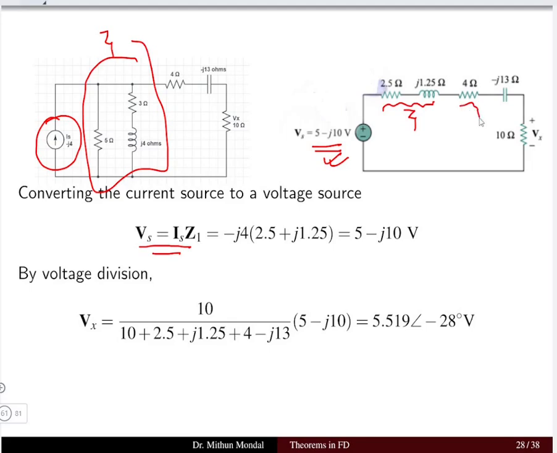From earlier, we have some resistance and one capacitor. I need to determine the potential across the 10 ohm resistor, which I can obtain from the voltage division. So voltage division we can apply in the series circuit and then we can get the answer to this problem, which is equal to 5.519 angle minus 28 volt. So here this problem was much simpler using the concept of source transformation. If we would have solved this problem using mesh and nodal, the time taken would have been a little bit more.